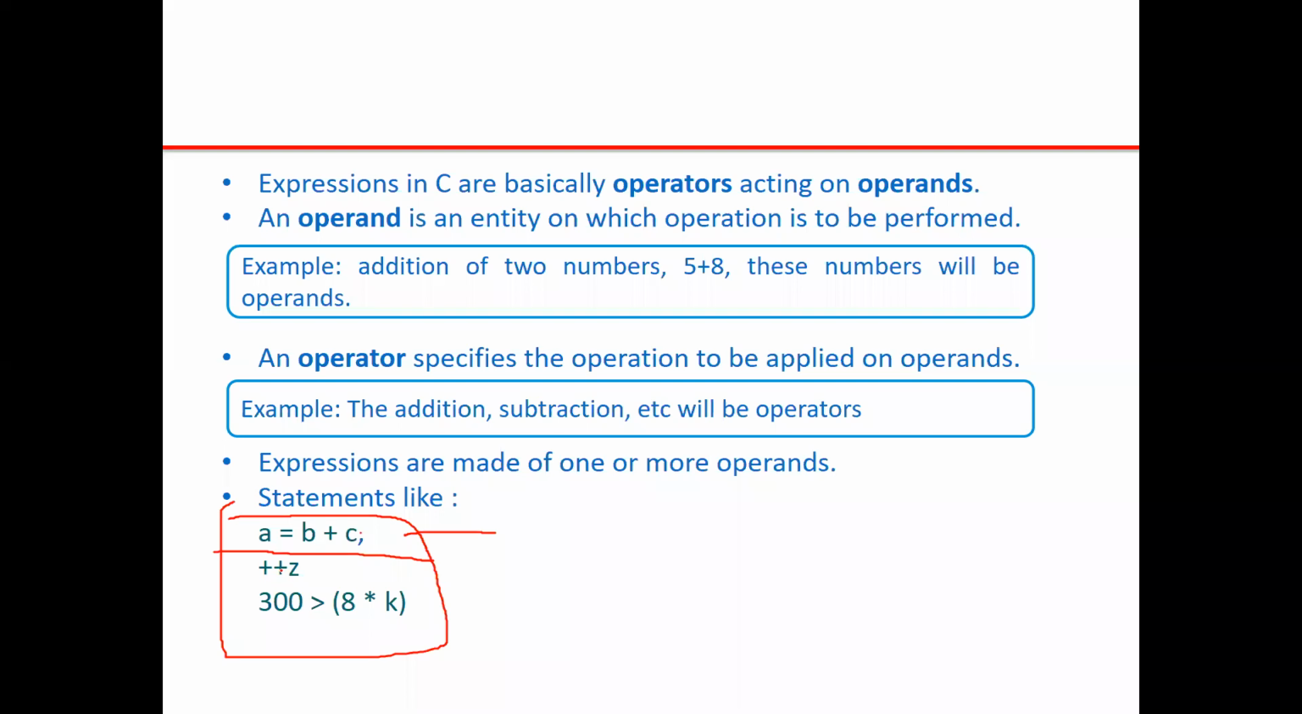Plus plus Z is a specialized assignment statement in C or C++. I will describe it later in this slide. 300 is greater than 8 multiplied by K. 8 multiplied by K is the expression, and this is called a logical expression. Because if the value 300 is larger than 8 multiplied by K, then the value of this expression is true. Otherwise, the value of this expression will be false.